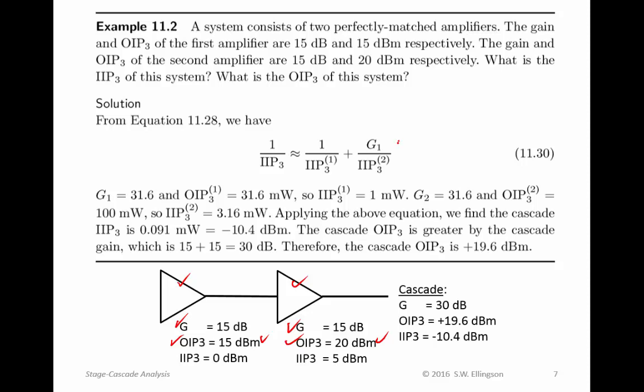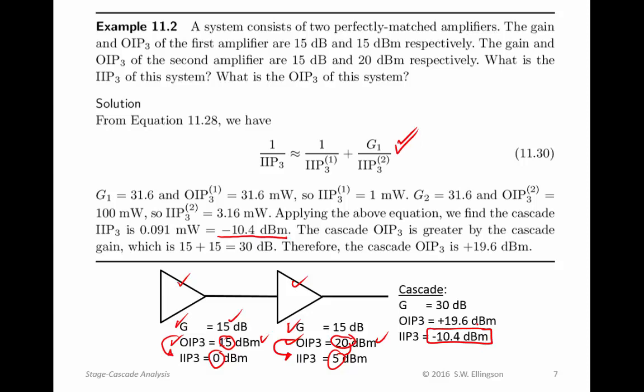Well, again, using this idea of how to compute intercept points, I can do this if I convert the output intercept points to input intercept points. Those are different by the gain, right? So the input intercept point here is 15 dB less than the output intercept point because that's the linear gain. And similarly here, 20 dB becomes 5 dBm. So I have everything I need to evaluate this equation. It's simply a matter of converting from dBs to linear units and doing the computation. When the smoke clears, we find that the input intercept point, third order, is minus 10.4 dBm, as I've written here.